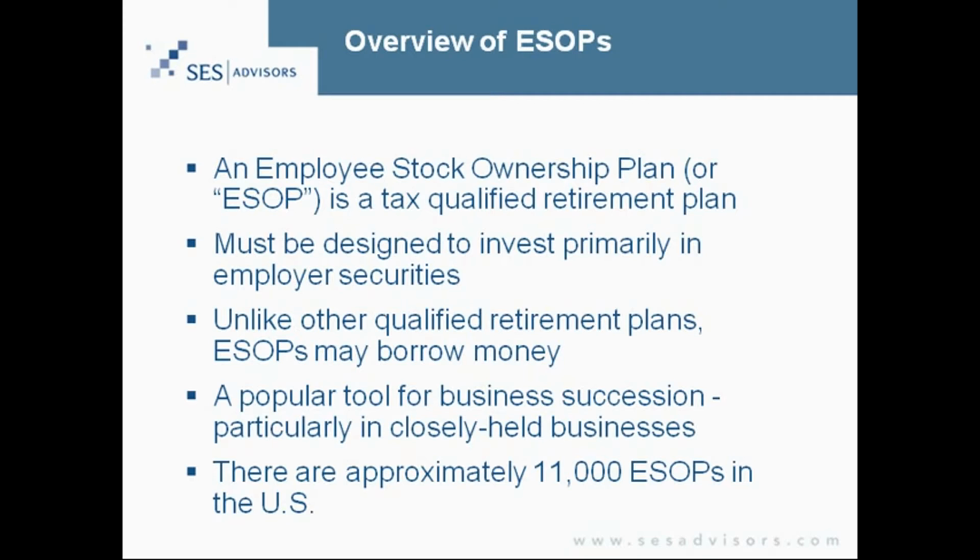This ability to borrow money, or leverage, makes ESOPs a popular tool for business succession, particularly in closely held, family-owned businesses or non-public companies where the alternatives for selling the business may be limited. An ESOP allows a shareholder to sell a company or a portion of a company to the employees on a tax-advantaged basis. Right now, there are about 11,000 ESOPs in the U.S. They come in all shapes and sizes, from very small companies with a handful of participants to some very large companies.